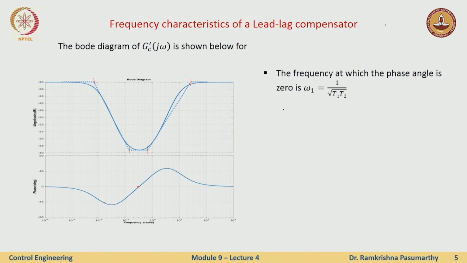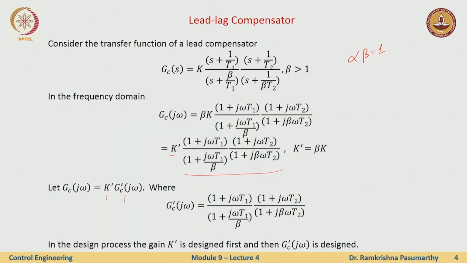Now if I look at the phase plot, there is a certain frequency at which the angle goes to 0. If I call this frequency omega 1, it is the frequency at which the phase angle is 0. Now how do we compute this? What are T1 and T2? They essentially come from here: T1 corresponds to this part of the compensator, and T2 corresponds to this part of the compensator.